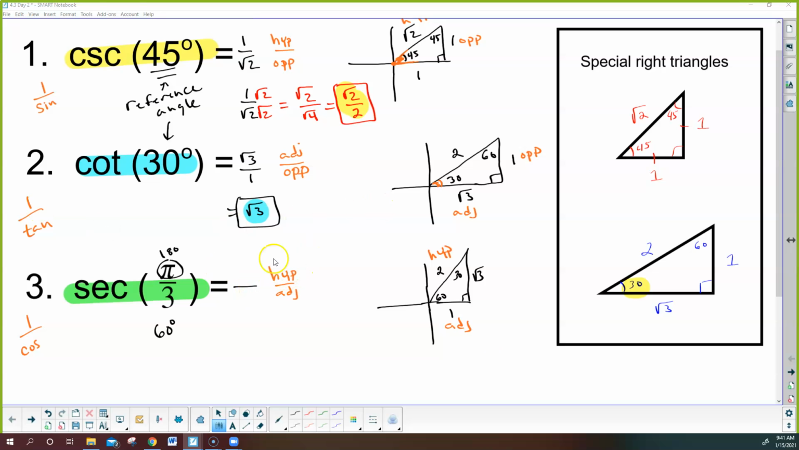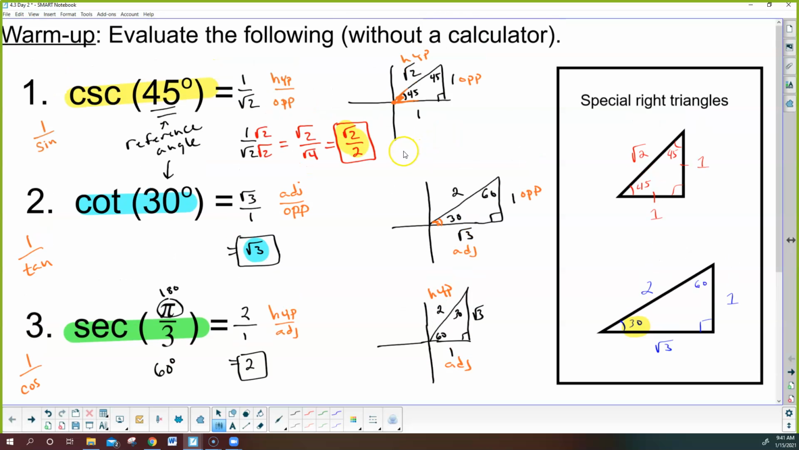And then we can identify, well, the hypotenuse was 2 and the adjacent was 1. So we would call this 2 over 1 or just 2. Okay, so this might be a lot depending on where you're at. If you've memorized the special right triangles and you know SOHCAHTOA, this is pretty quick.